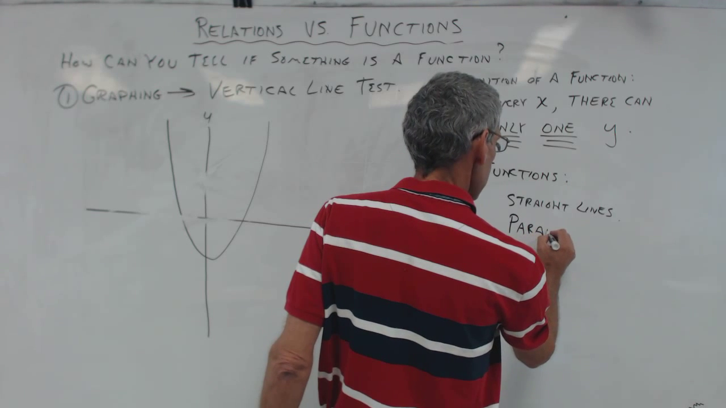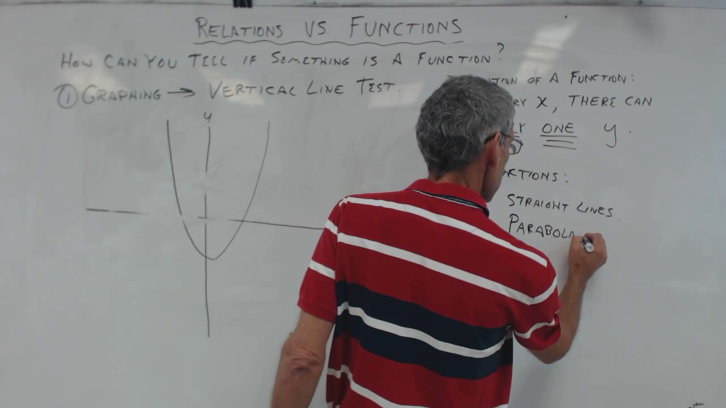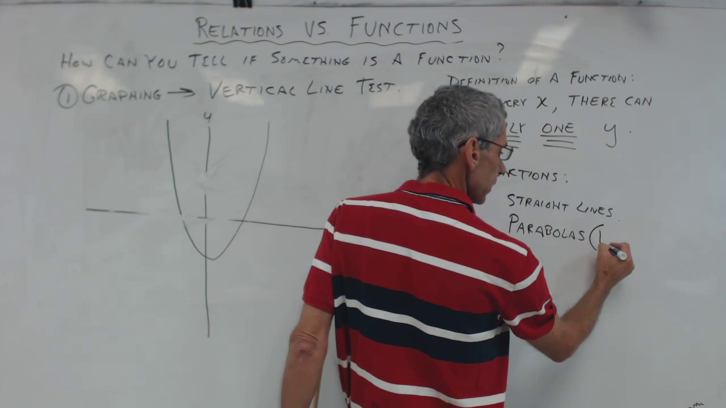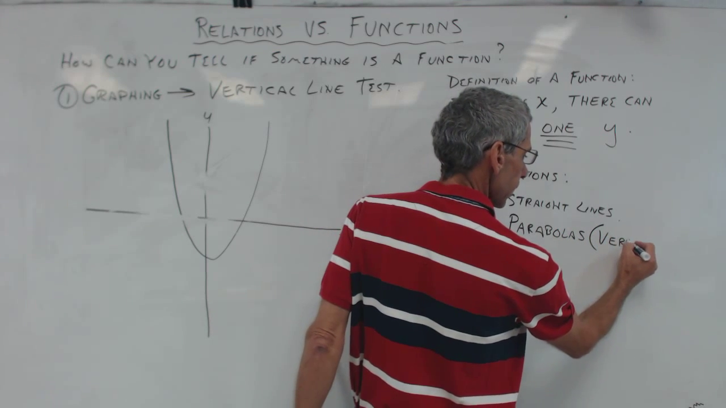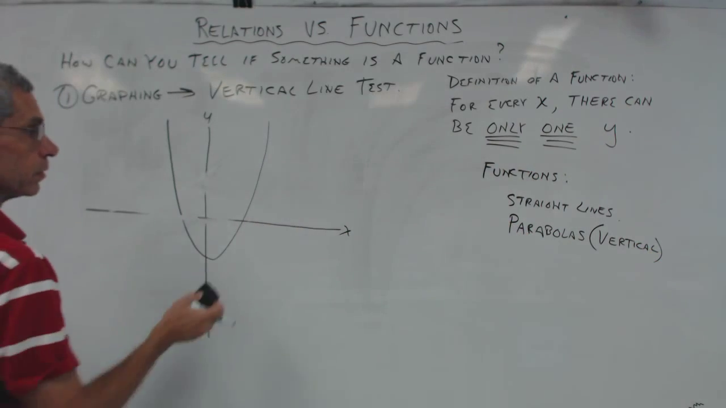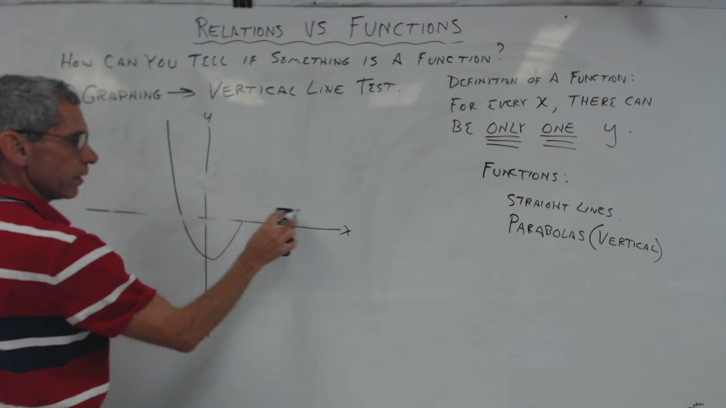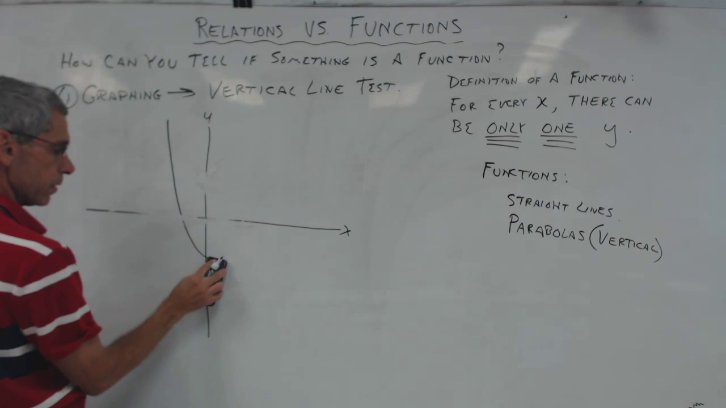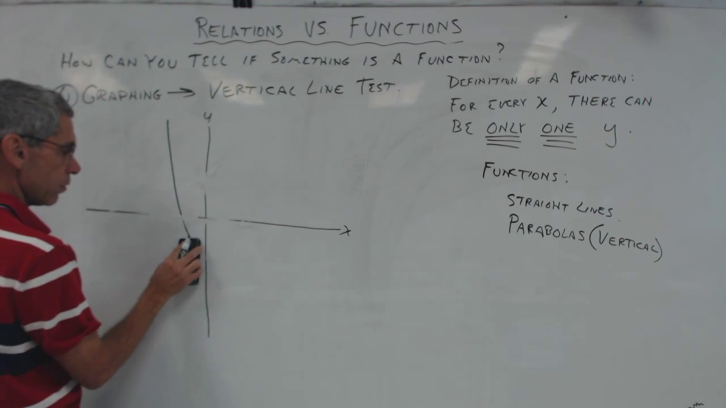And I'm going to put the word vertical in here. Okay? Now, let's try another shape. That vertical word after the parabola is kind of important. So watch this. Now we're going to do another shape.